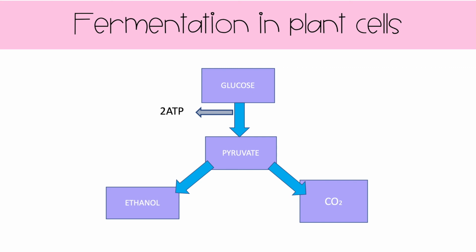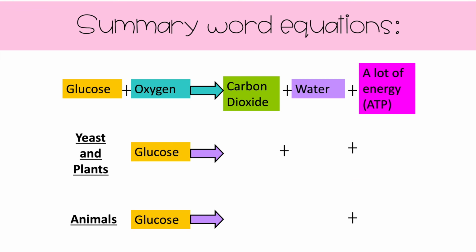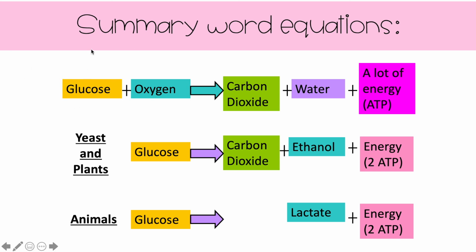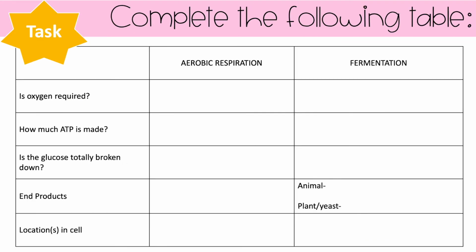Again, it is not a very efficient process as no ATP is produced during the breakdown of pyruvate. So one molecule of glucose yields a total of 2 molecules of ATP in the fermentation in plants and microbes. So here we have some summary word equations for each of the processes. At the top we've got our aerobic respiration, and then we've got our fermentation in yeast and plants and in animals.